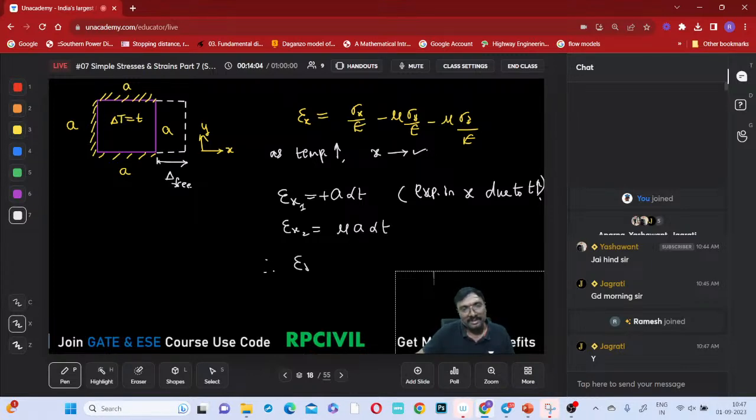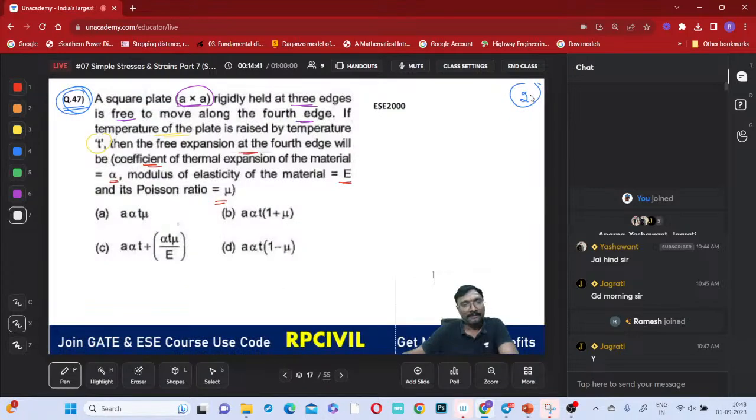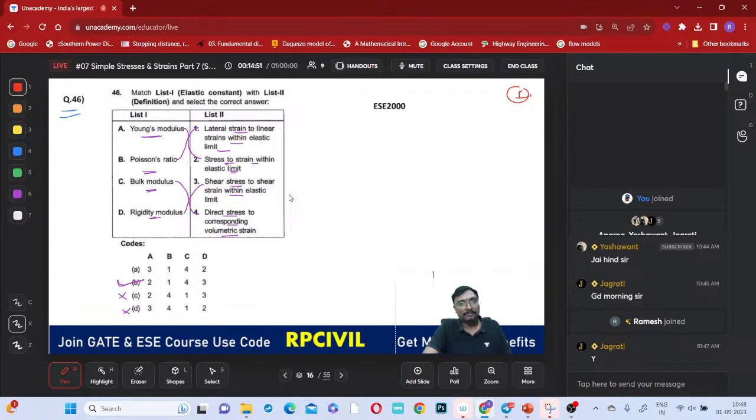So what is the epsilon x total? It is a alpha t plus mu a alpha t. Taking a alpha t common, we get 1 plus mu. This is due to contraction in the others and expansion in the x direction. So which one is the correct answer? Option B only will be the correct answer. Is that clear? Got it? Shall I move to the next question?